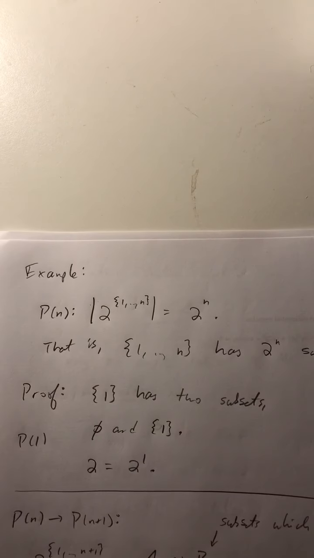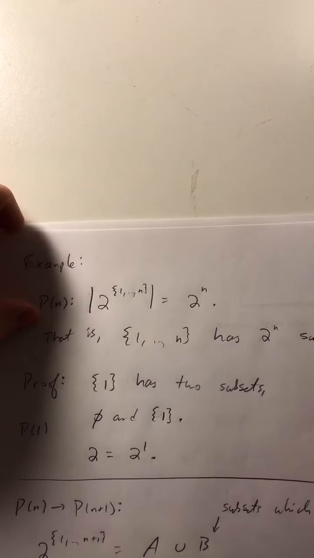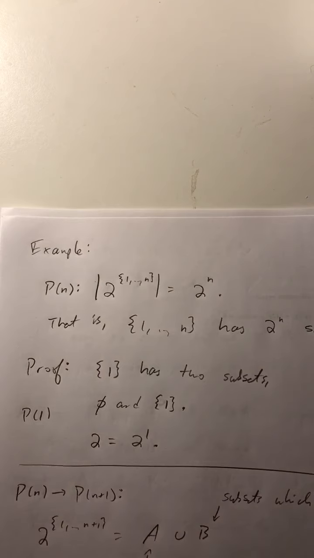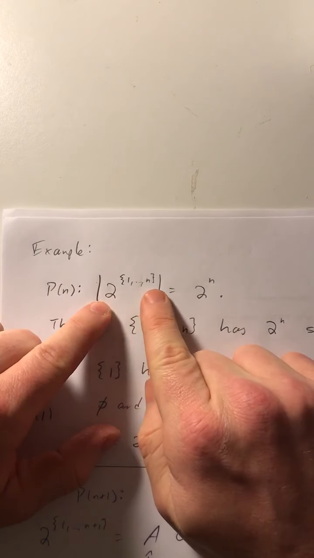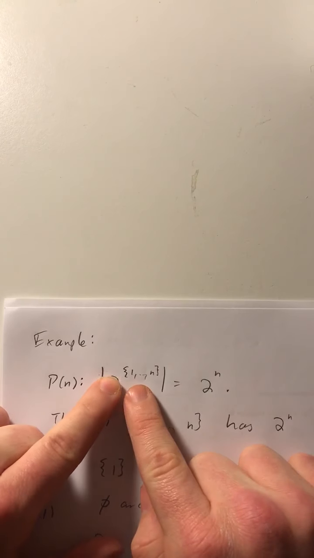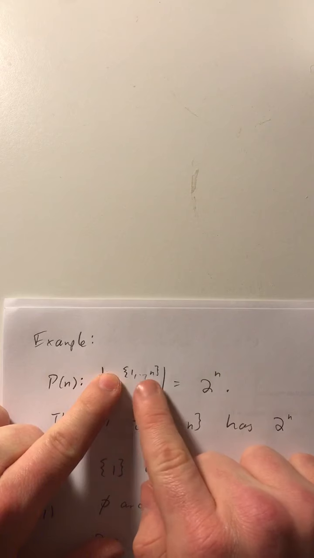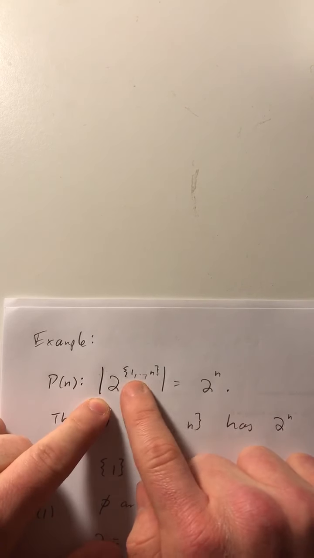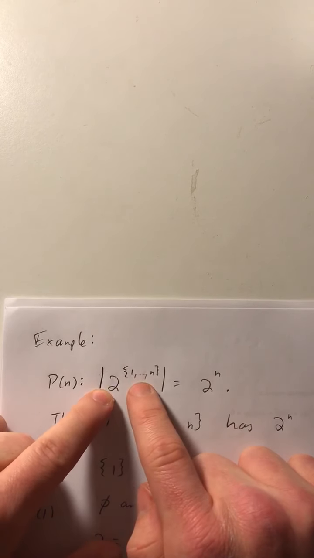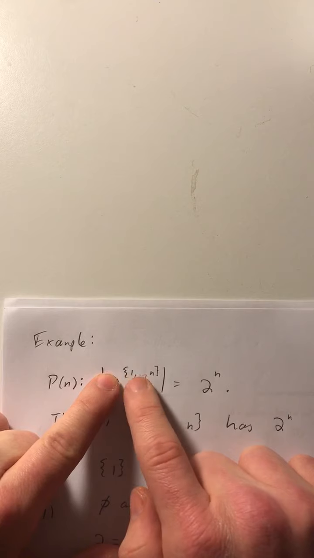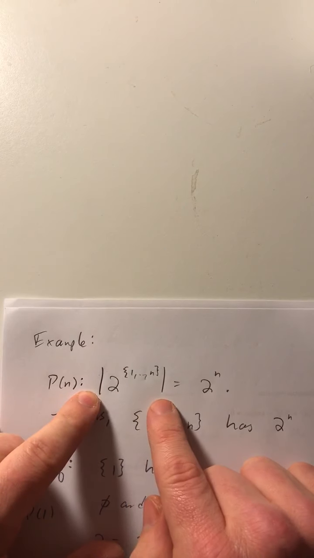One more quick example of induction. This is about cardinalities. So remember, 2 to a set is how we denoted the power set. Here this is the set 1, 2, 3 up to n. That's just a set. 2 to this set is the power set, which means the set of all subsets of this set. And here this is the cardinality of it.